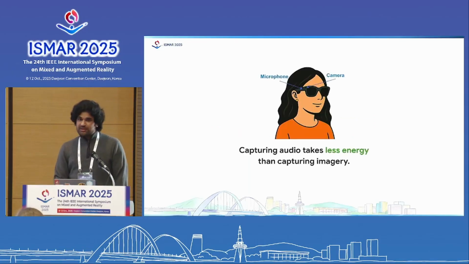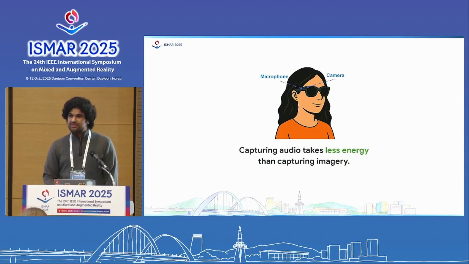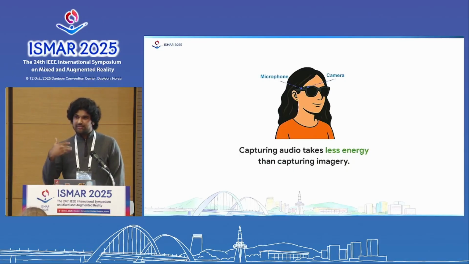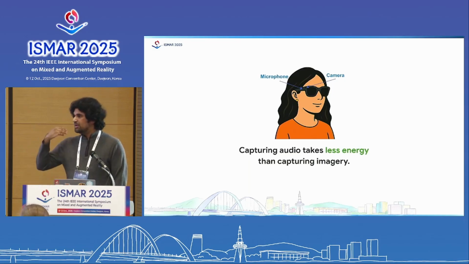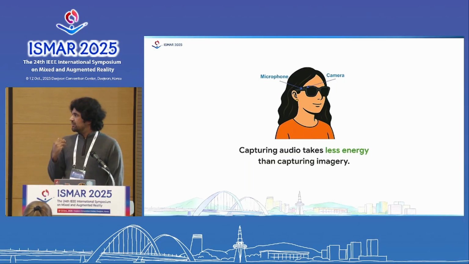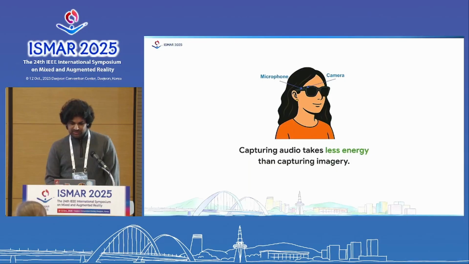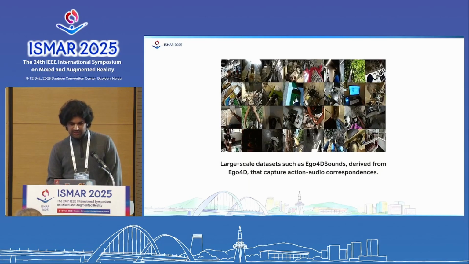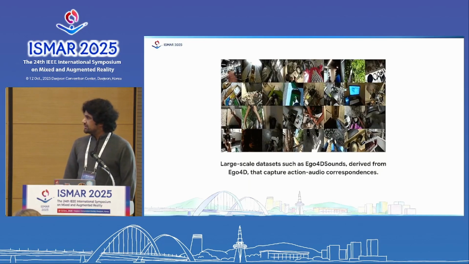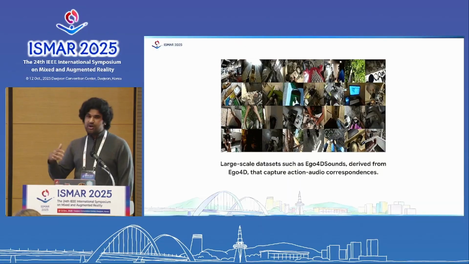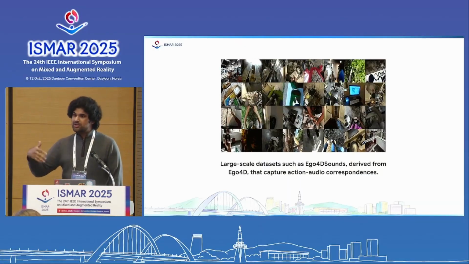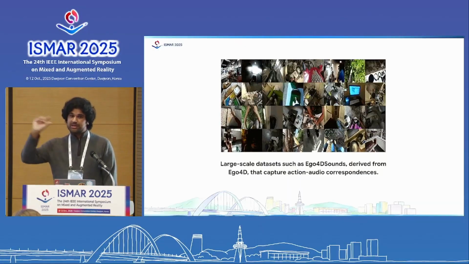Generally speaking, for most of these smart glasses systems, the microphone is less expensive in terms of energy consumption than a camera. Even the best low-power cameras you can think of generally take a bit more energy than the lower-power microphones. And there are these large-scale data sets, like I said, of action-audio correspondences that you can leverage to train models that detect what's happening just based on an audio signal.